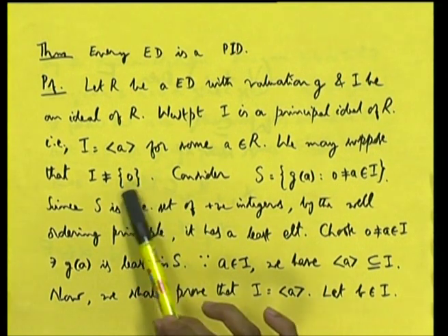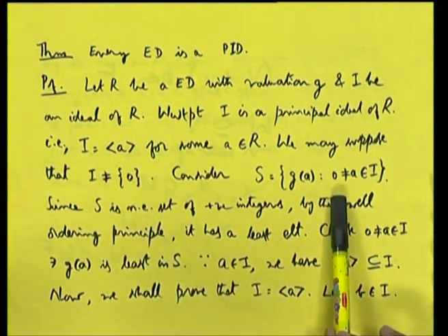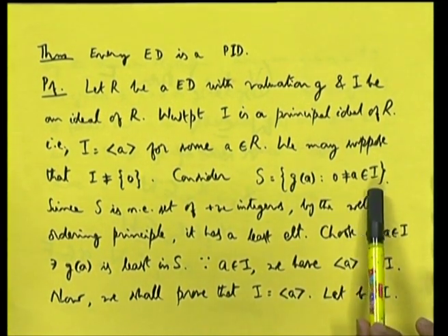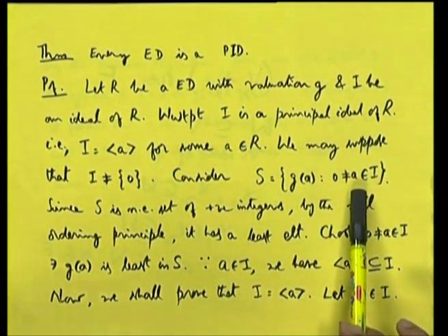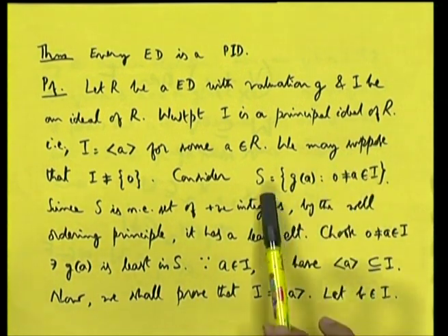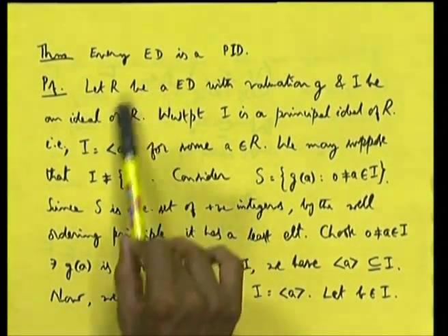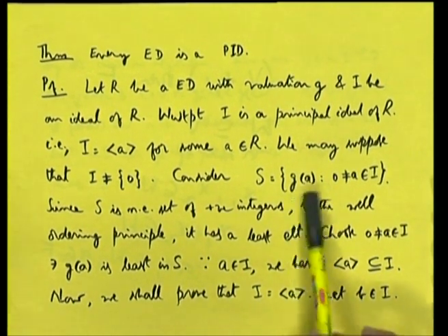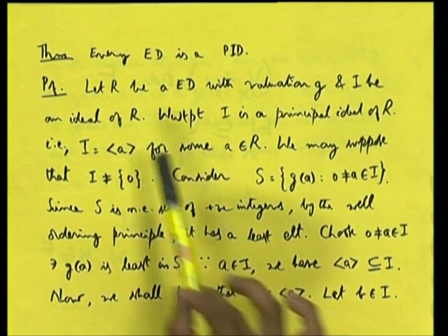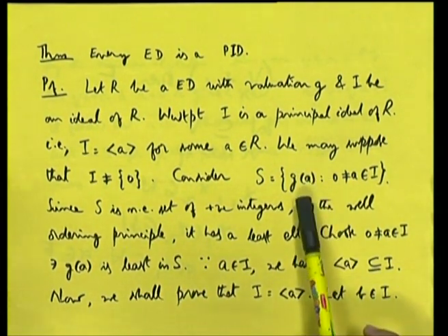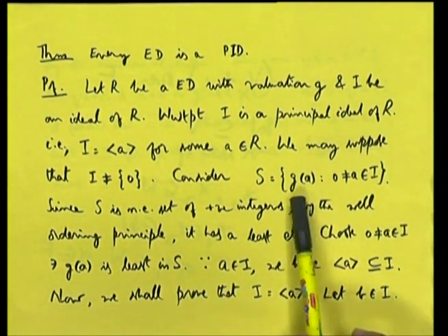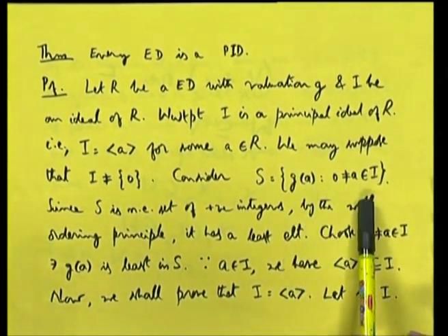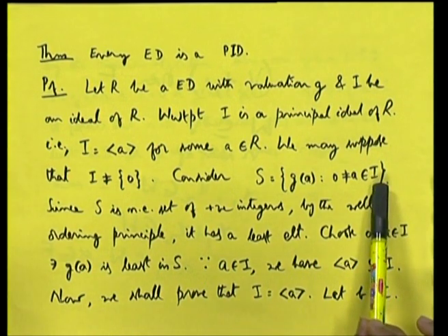So there is at least one element in I different from 0, and now we look at all the non-zero elements of capital I. Let us say they are small a's, and on them we apply the Gauss function coming from the Euclidean domain, g, and we look at g of a. g is a mapping from R into the set of natural numbers. So g of a is a natural number, and we are collecting the images of g on the non-zero elements of capital I.